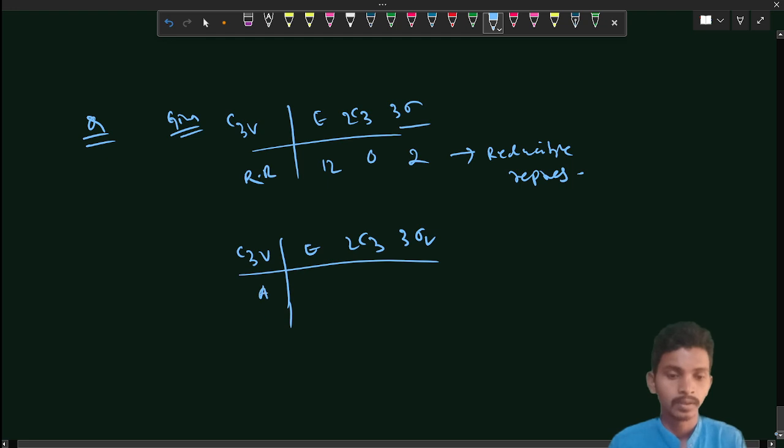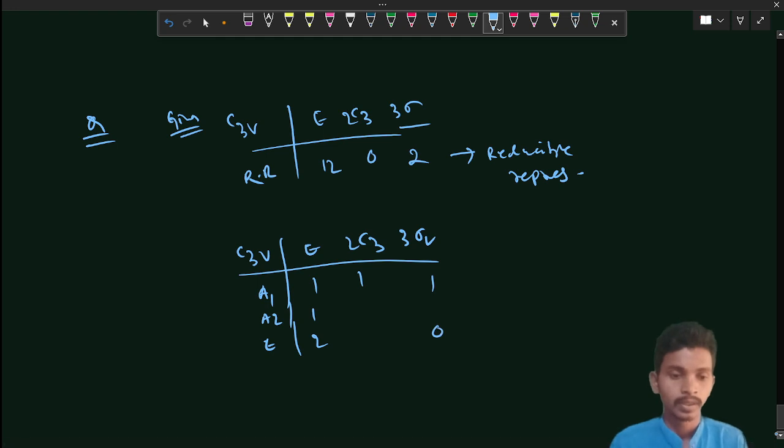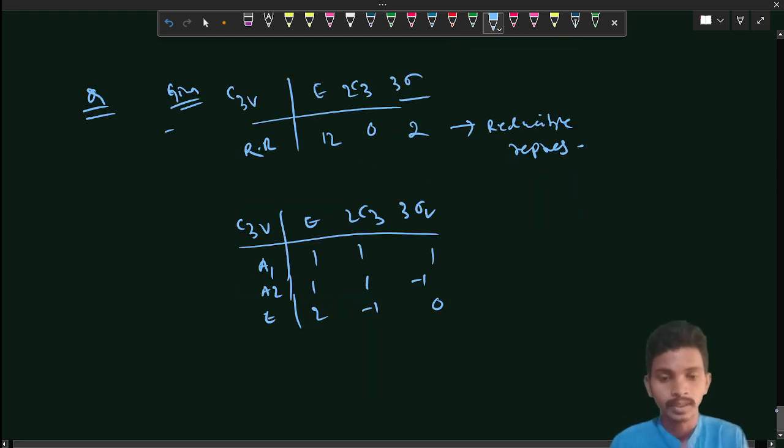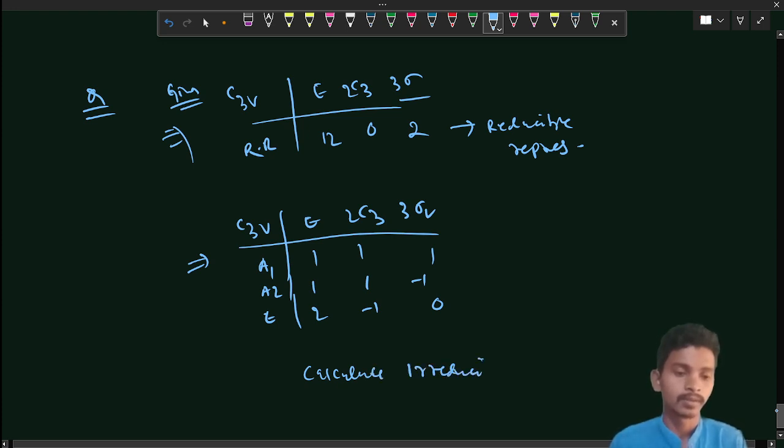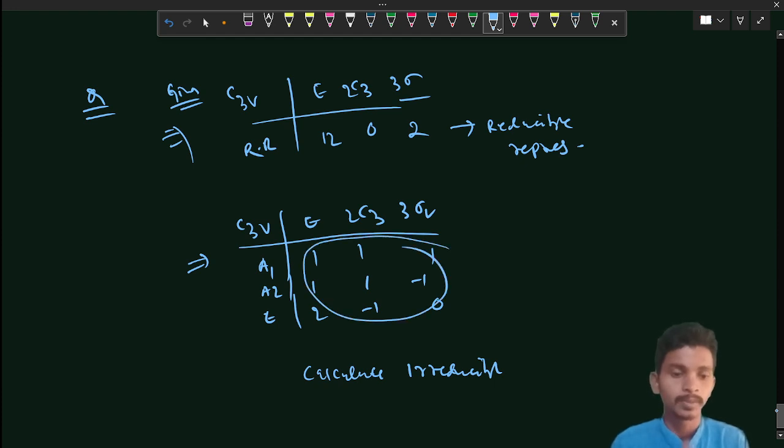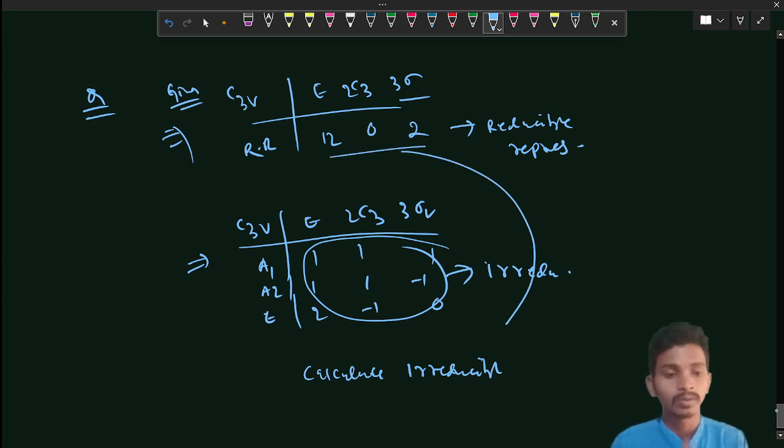This is A1, A2, E: 1, 1, 1, 1, 2, and this is 0, and this is 1, minus 1, this is minus 1. This is given to you, these tables are given to you. Now it asks to calculate the irreducible representations. So this is also the irreducible representations. Now from here we will calculate the irreducible representation, from here to here, that this is the reducible representation. So this can be reduced, so that we have to calculate the irreducible representations.